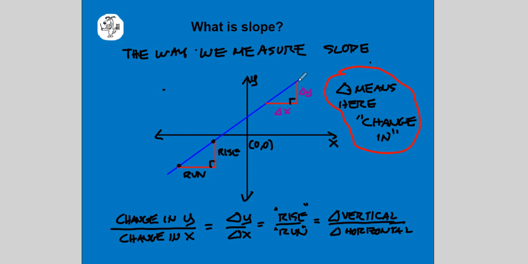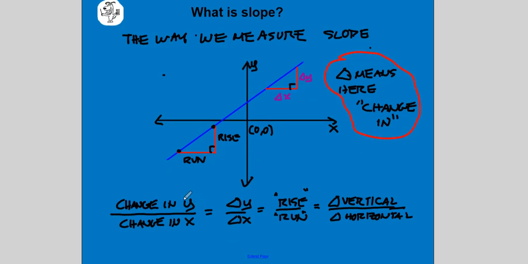I usually call it delta y over delta x, where delta means change in. So it's the vertical change, the change in y, change in the y-axis over the change in the x-axis. So again, reviewing, change in y over change in x is the same as delta y over delta x, which is the same as rise over run, which is change in vertical over change in horizontal.